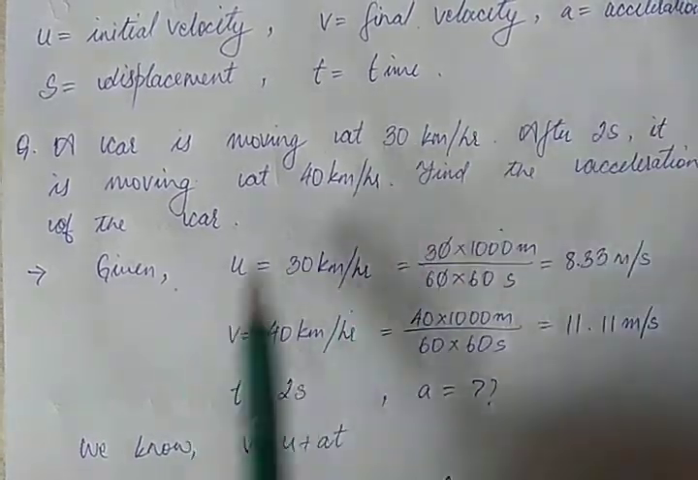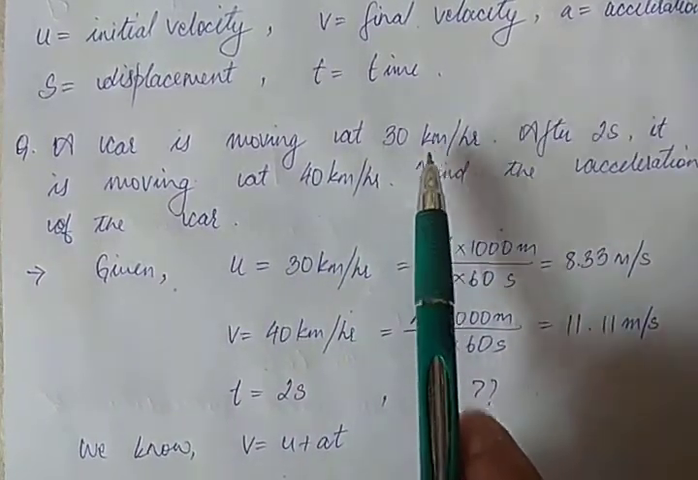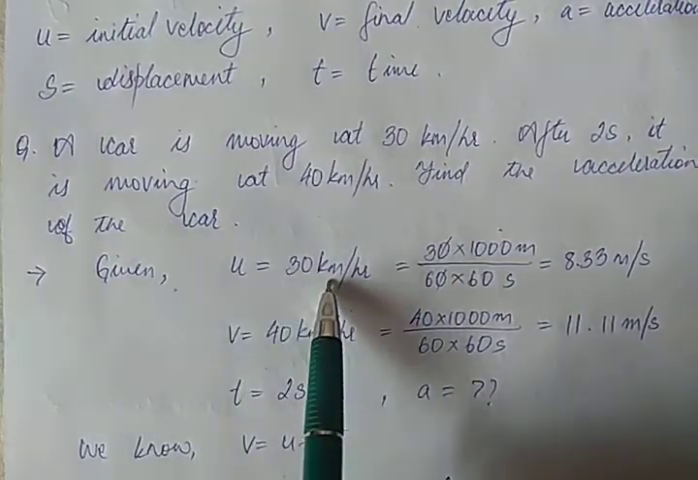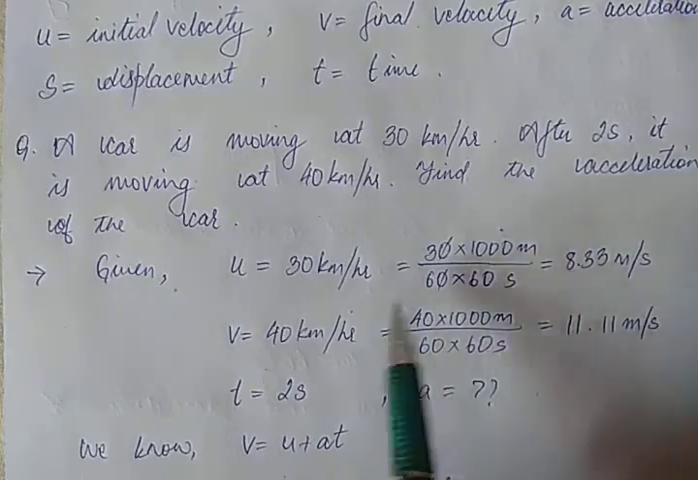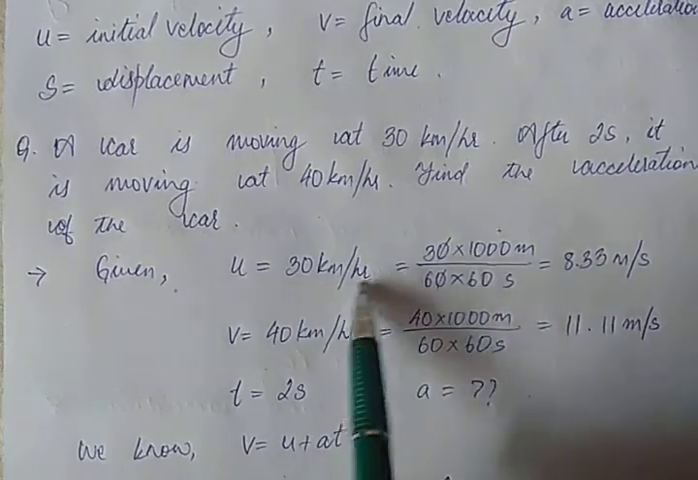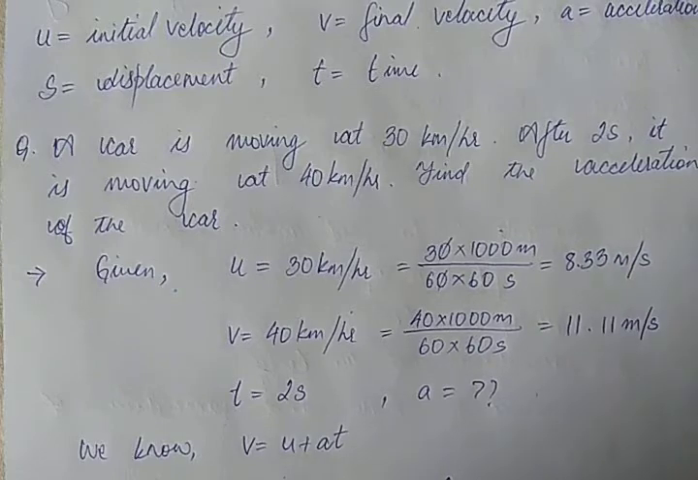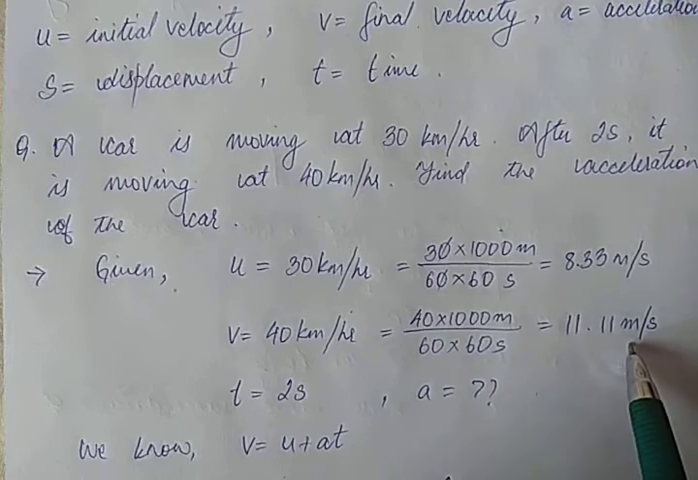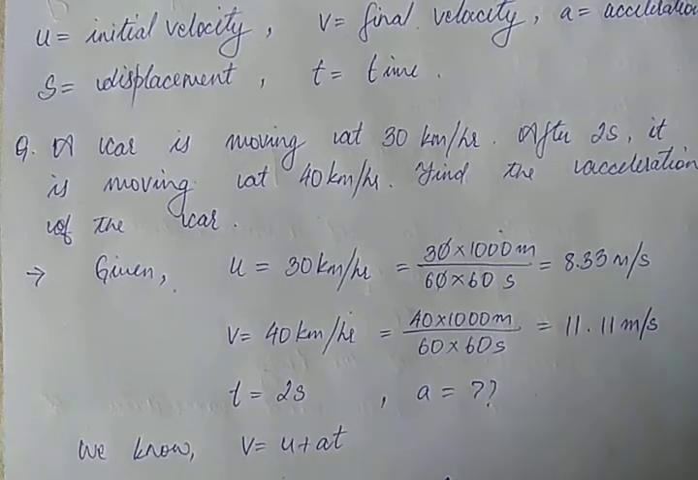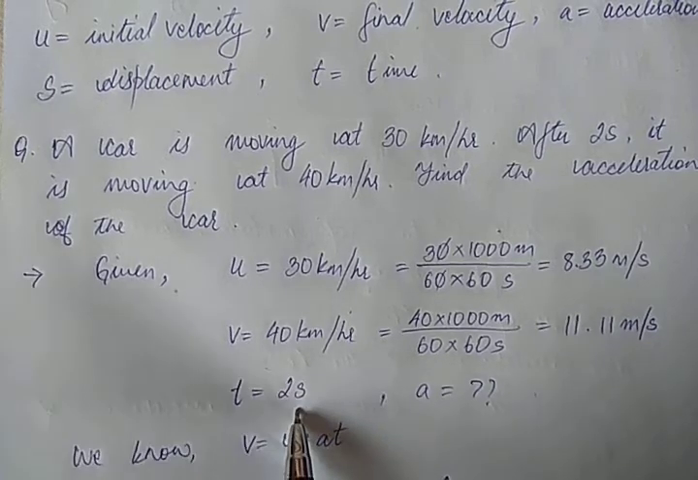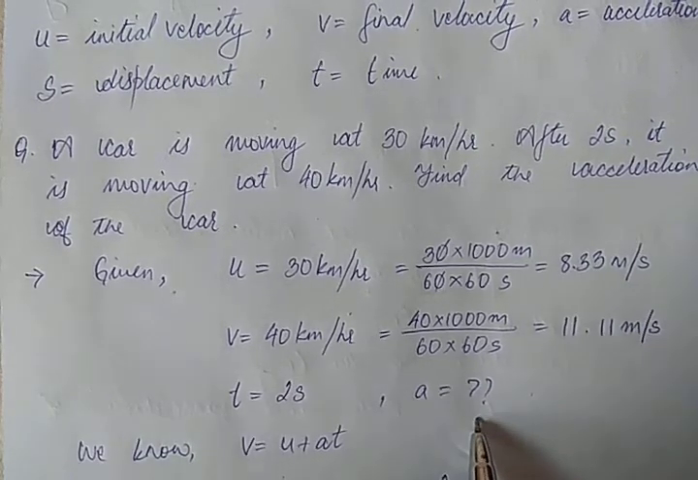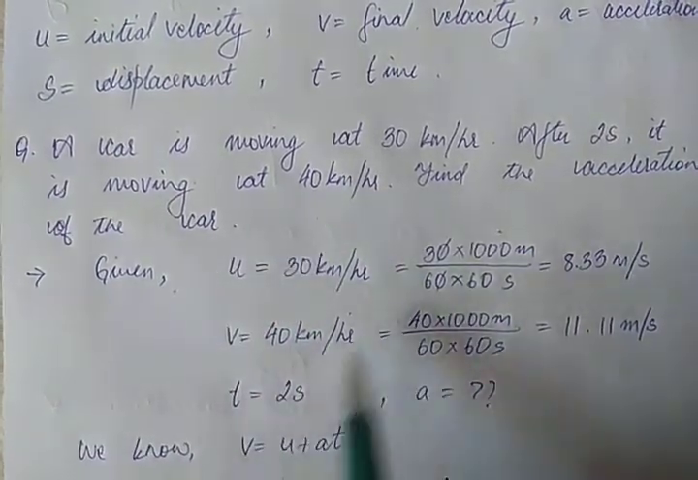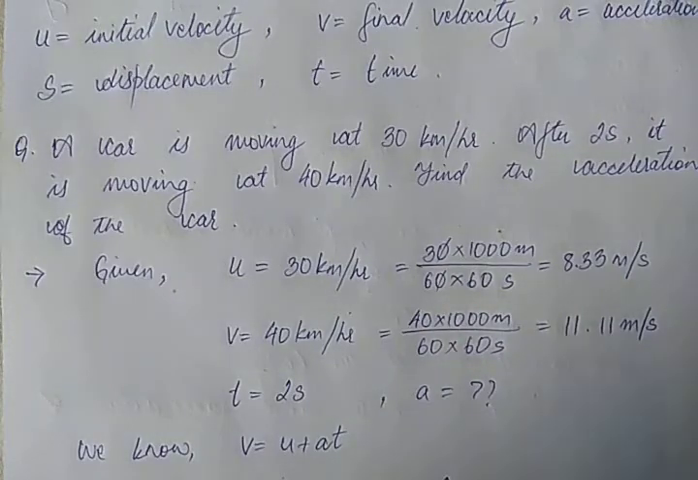From this question, we see that the initial velocity, the velocity in which the body initially is moving, is u. So, u is 30 kilometers per hour. You can convert this to meters per second. Kilometer is converted to meter, hour is converted to seconds. So, we get 8.33 meters per second. And the final velocity is 40 kilometers per hour, which is 11.11 meters per second after conversion. And time is 2 seconds. And acceleration is something that we do not know. Whenever you get a numerical like this, always start with what is given in the question. So these are the things that are given to us, and this is the unknown.